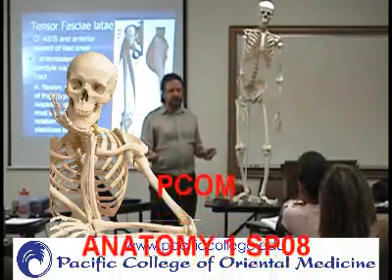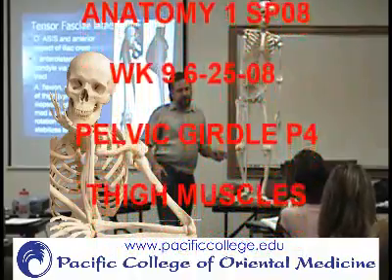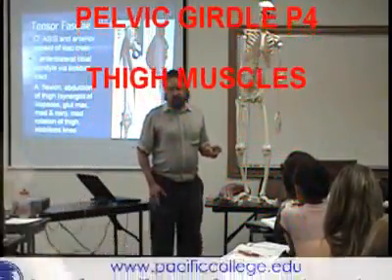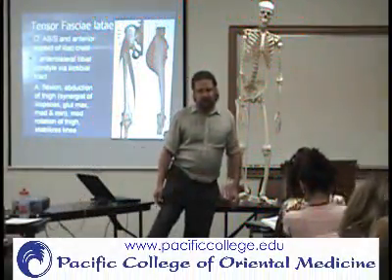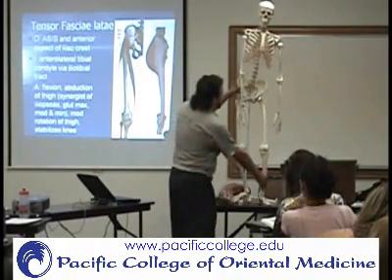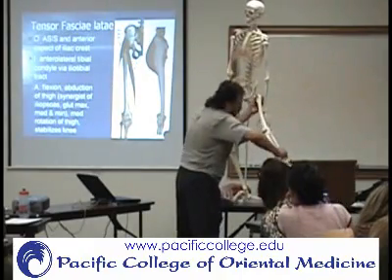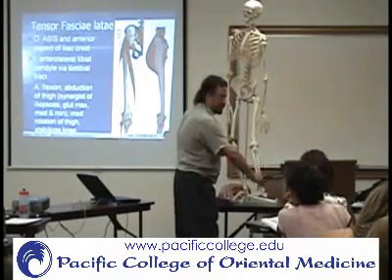The primary action that the TFL is usually considered to do is hip flexion and internal rotation. Because when we're doing muscle testing for the TFL, you're doing it like this. Okay? If this person is lying down, you're internally rotating, and then you're resisting in this direction here.